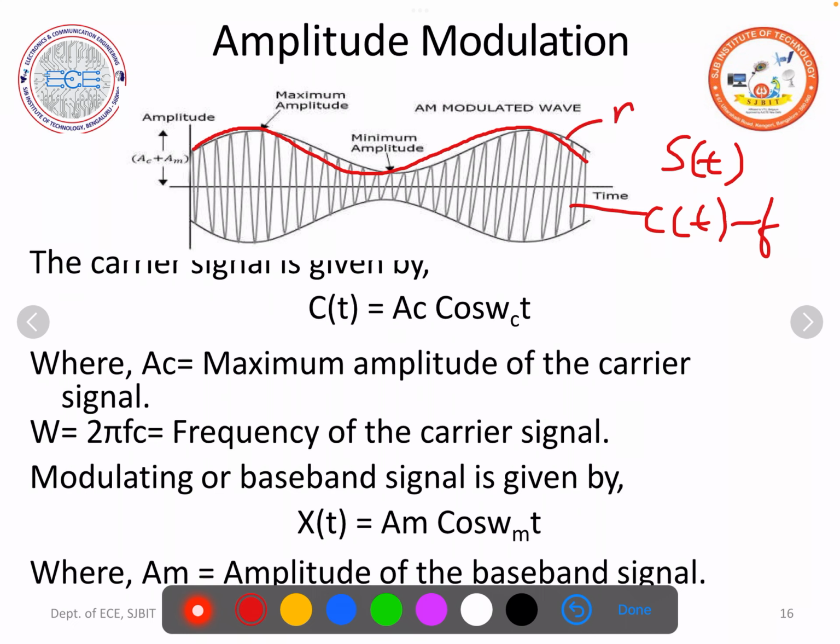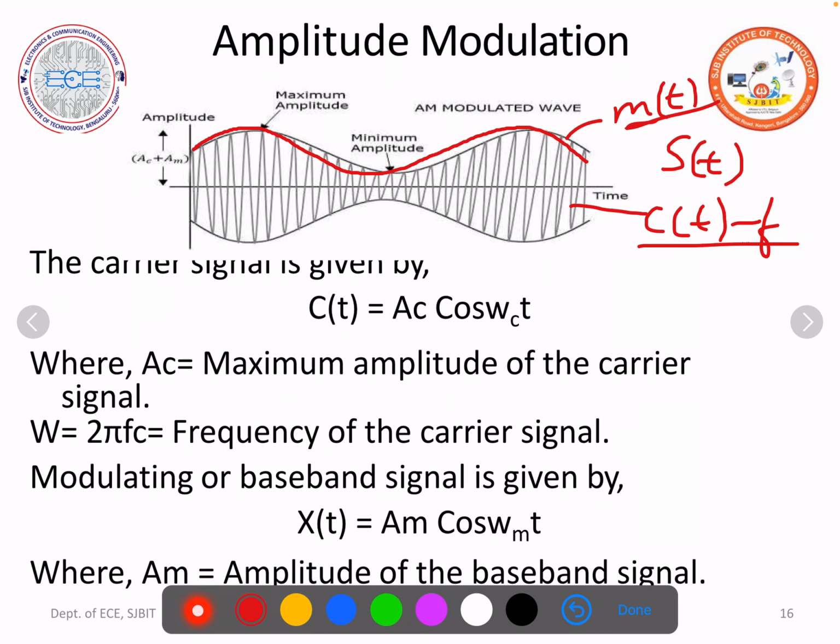Amplitude is m of t. It is similar to m of t. So what happened here is the carrier frequency, now its amplitude is varied in accordance to the message signal m of t. This kind of application, that is modulation, is used in applications like radio transmissions, TV transmissions, etc. Now how we can represent the amplitude modulation in time domain and frequency domain, in brief we will understand.